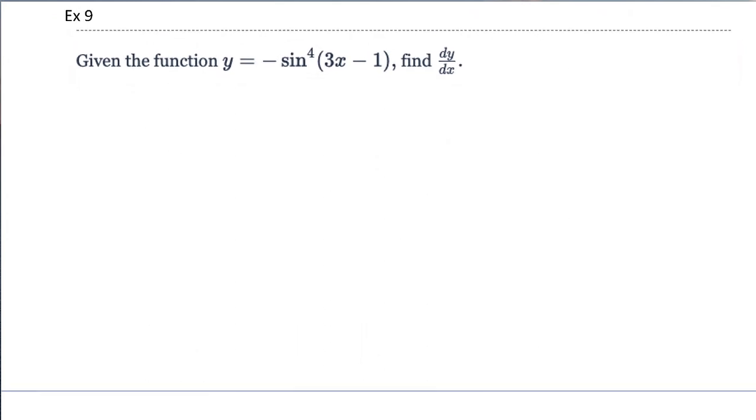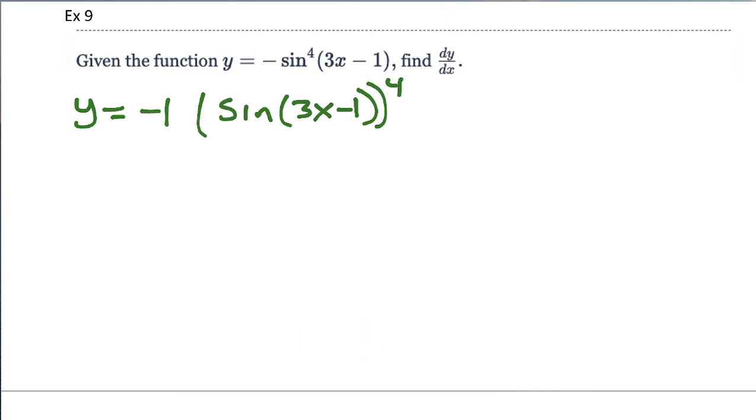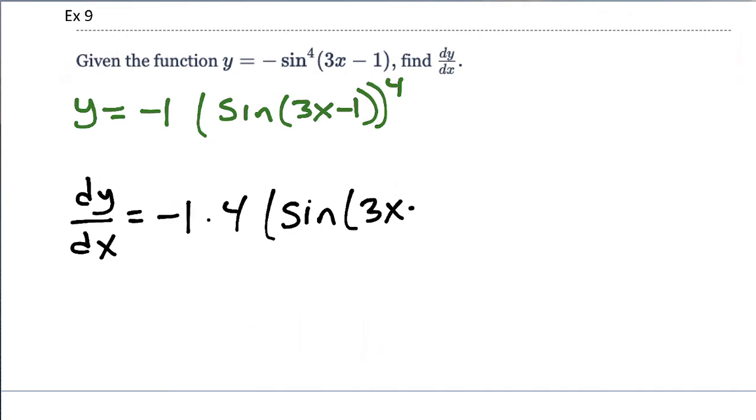Okay, so let's go to this next one. It's just not the last one. Remember y in this case is negative 1 times sine of 3x minus 1, to the fourth. That's another way to write that particular problem. That fourth is, the sine is to the fourth power. So when I differentiate this, the negative 1 is just a constant. Bring the 4 down. So if you wrote that as negative 4, that's fine. Sine 3x minus 1. That's to the third now.